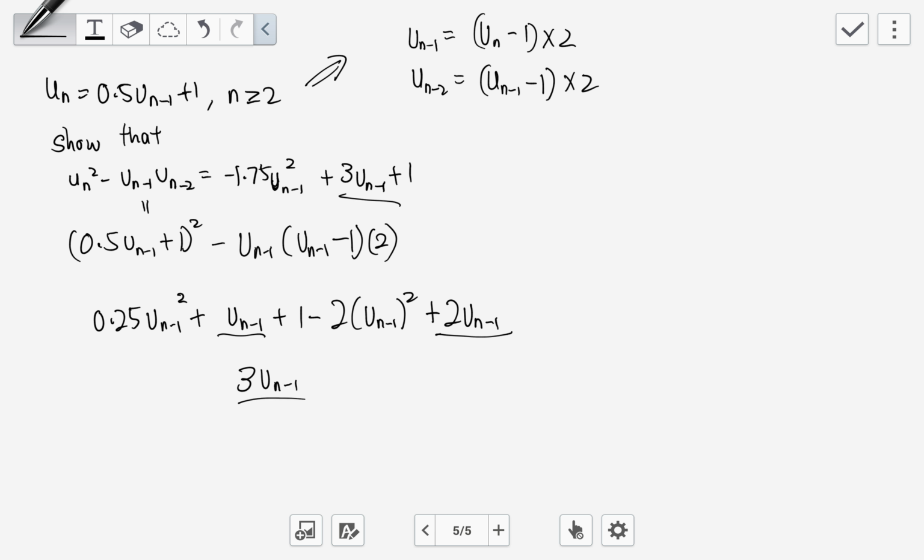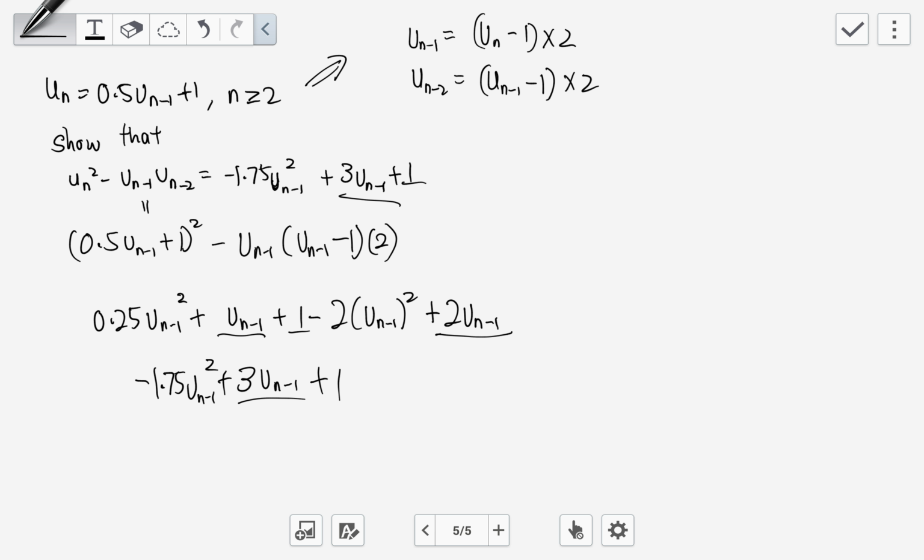I got this term, plus 1, I got this term here. And this term I will have minus 2, minus 2.25. This is u_{n-1} squared, this is also u_{n-1} squared. So 0.25 minus 2, I get minus 1.75 u_{n-1} squared. So that's it. I managed to prove.